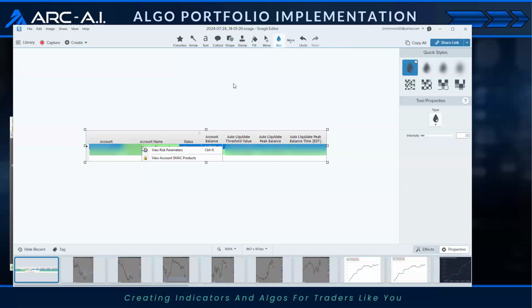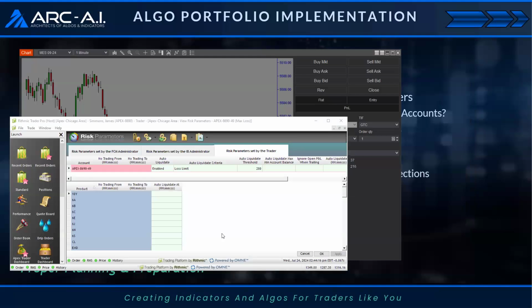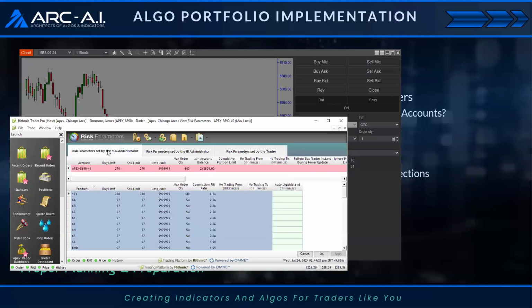And we can do this together if you want to follow along. So in Rithmic Trader, right click the account, go to View Risk Parameters. When you do that, this is what it's going to look like. It's going to start out here, and you'll see max orders, max loss limit, minimum account balance, and so on. So this is set by Apex, right?